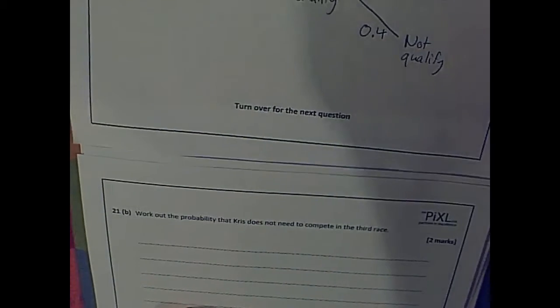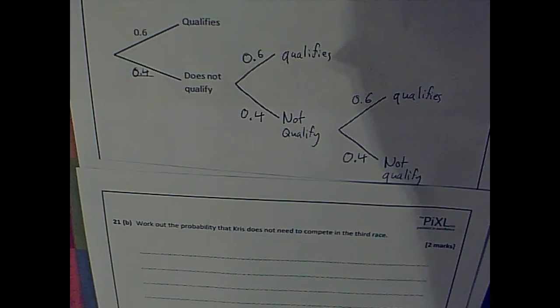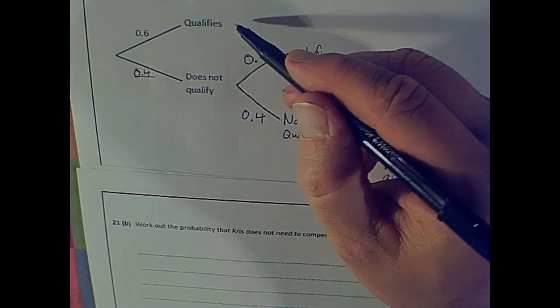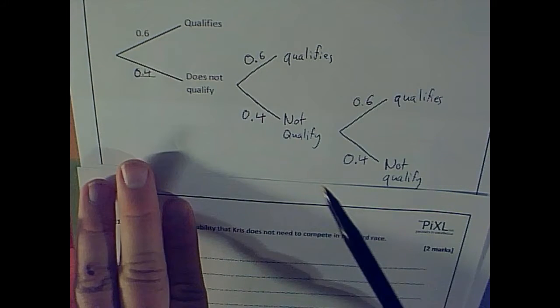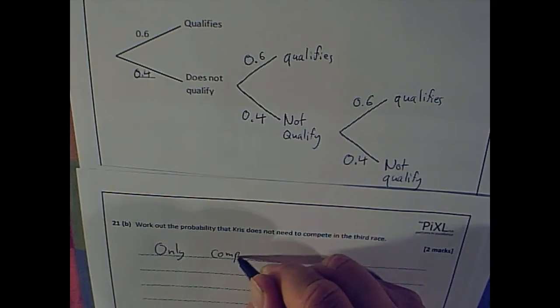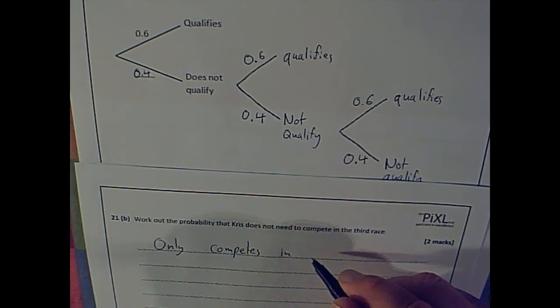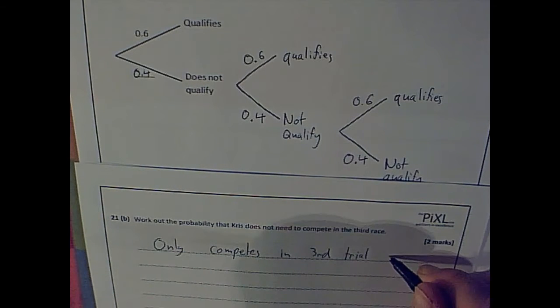So question 21, I'm going to shift things around a little bit because that's on the next page. Work out the probability that Chris does not need to compete in the third race. So if he doesn't need to compete in the third race, he's either that one, or he's that one. He only competes in the third race if he fails in the first 2, right? So he competes in the third trial only if he fails 1 and 2.